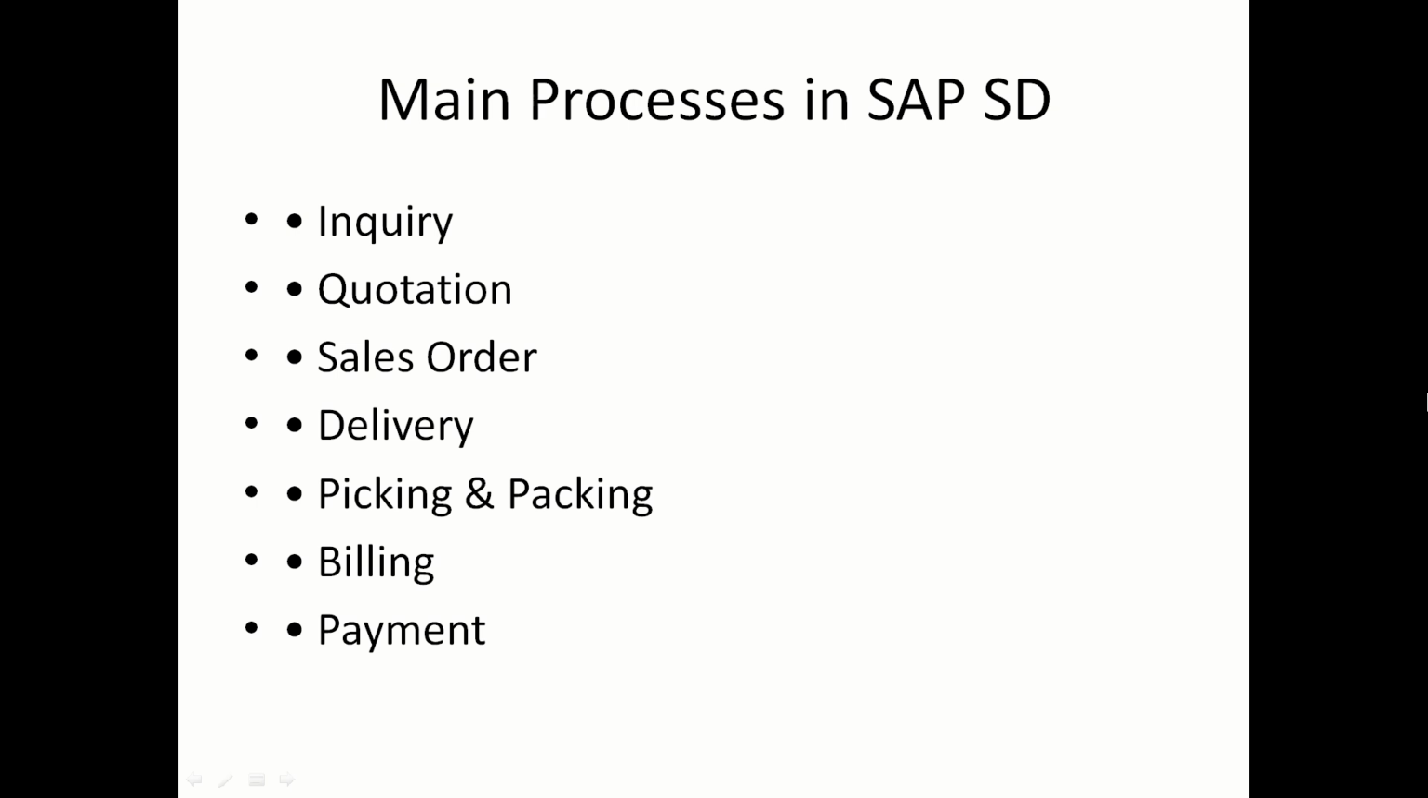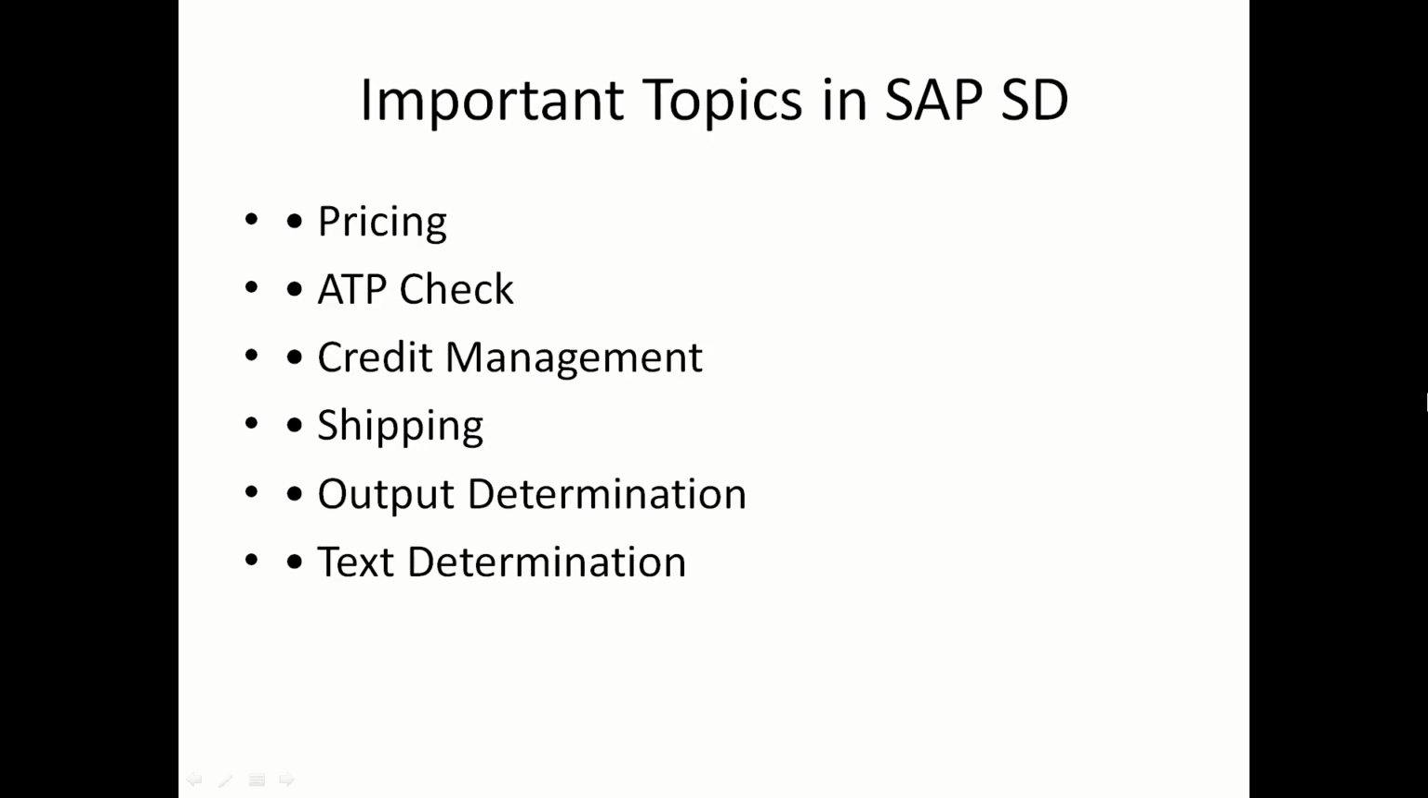The main process in SAP SD, we can say, is the order to cash process or O2C process. It includes the inquiry, quotation, sales order, delivery, picking and packing, billing and the payment. This process helps companies manage customer sales smoothly. Some of the important concepts in SAP SD are pricing, availability check, credit management, shipping, output determination, and tax determination. These are very important for the interviews as well as real-time projects.